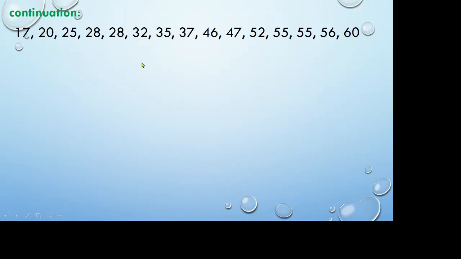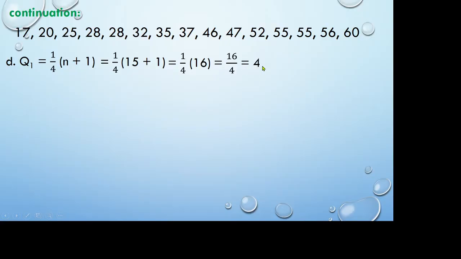So, let's continue. So, una natin solvein ay ang quartile 1. So, the formula we will use is 1/4 times n plus 1. So, n is equal to 15. So, substitute. So, magiging 15 plus 1. So, add. You get 16. Then, simplify. 16 times 1 is 16 over 4 is equal to 4. So, that means, hahanapin natin ang fourth score dito sa given.